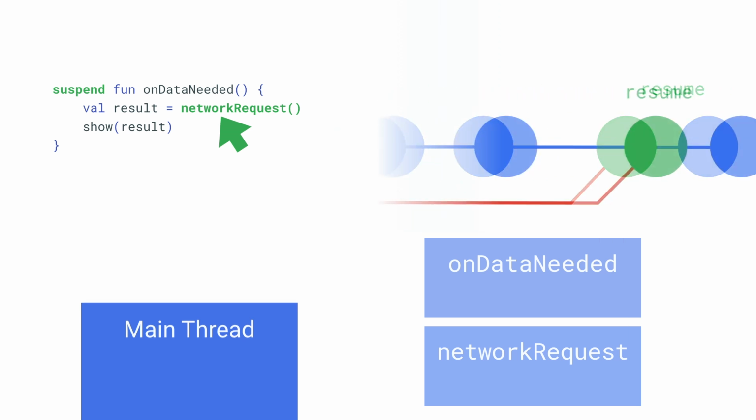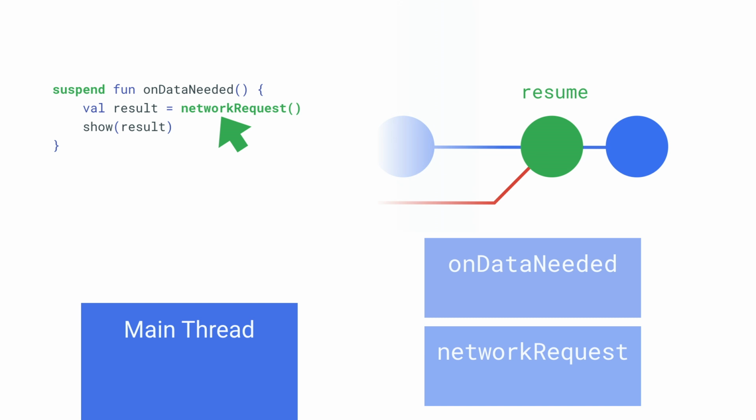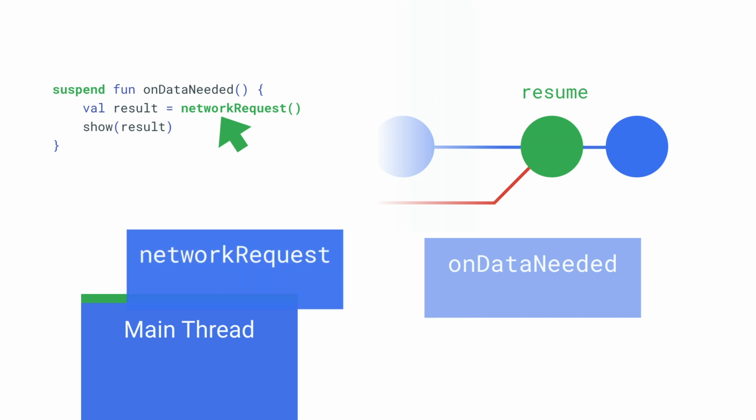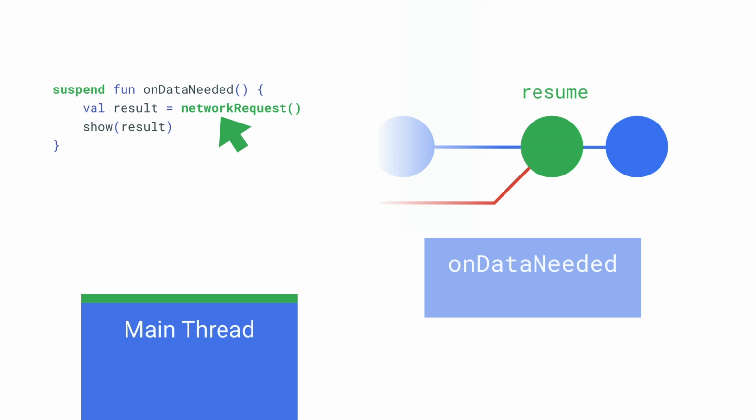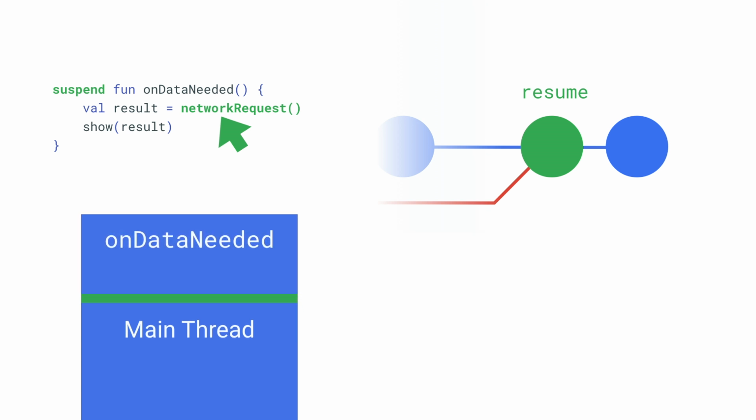Fast forward a bit until the network request comes back, and Kotlin will resume these coroutines. First, it'll resume network request, and it does this by restoring the state it saved earlier. Once network request is done processing the request, it'll return to onDataNeeded. And the result is available immediately. If the network request failed, it would throw an exception right here instead. Then the coroutine will continue executing just like a normal function until it returns.